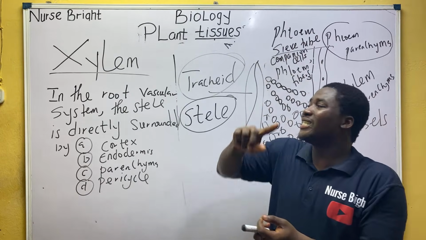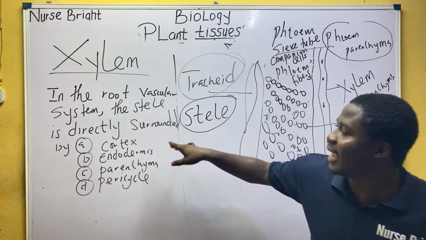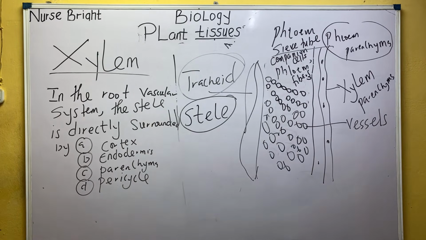Before you get to the stele, you see the endodermis. I'm saying in the root, the stele is directly surrounded by the endodermis. Alright, correct. Do you understand what is happening? But what does the stele contain, first of all? Just listen very well. Hold on, guys. Let us get this question straight so we can answer it, because it's a very cheap one.